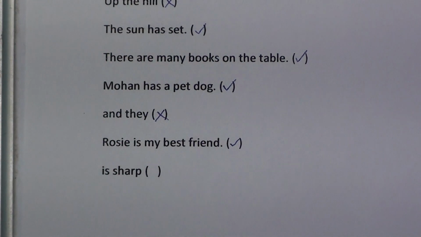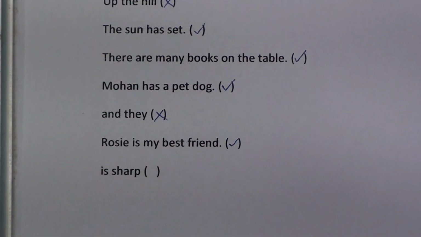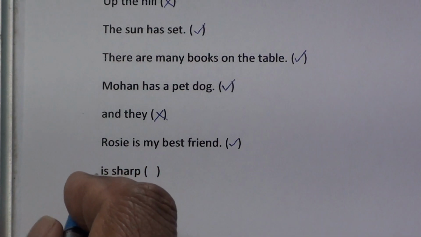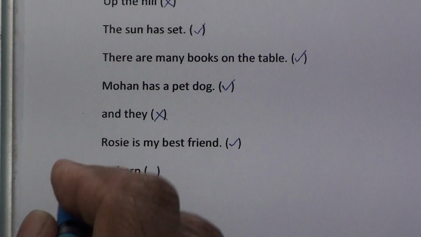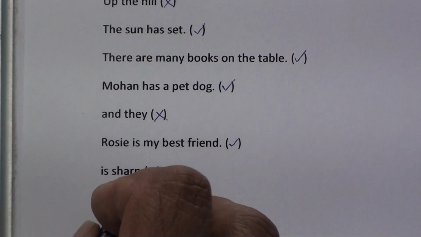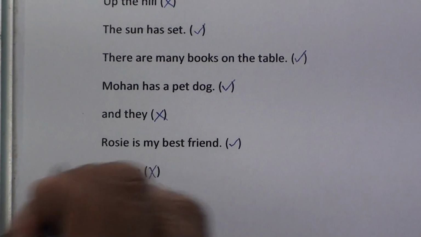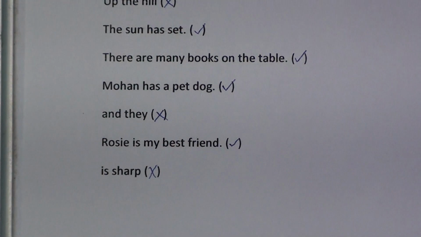Now, another set of words. Is sharp. Does it make any sense? No, it doesn't make any sense. What is sharp? We don't know what is sharp. So it doesn't make any sense. So we will put a cross against it. Is sharp is not a sentence.